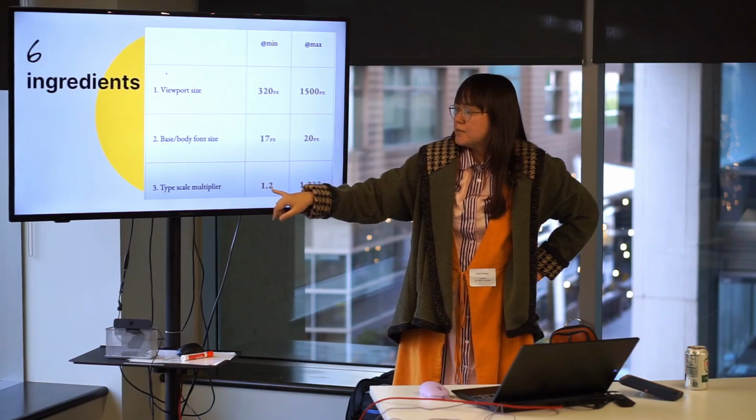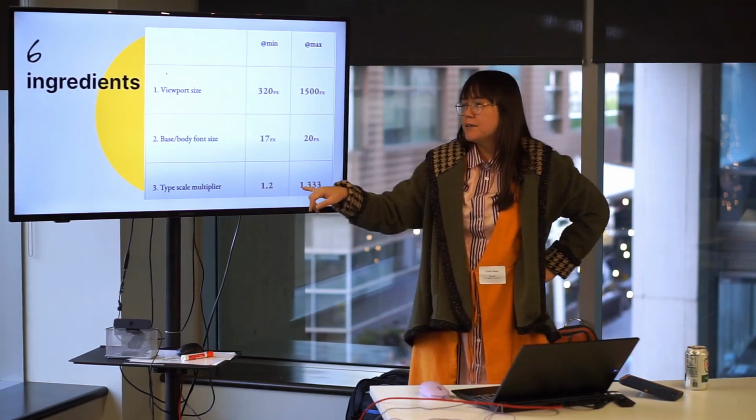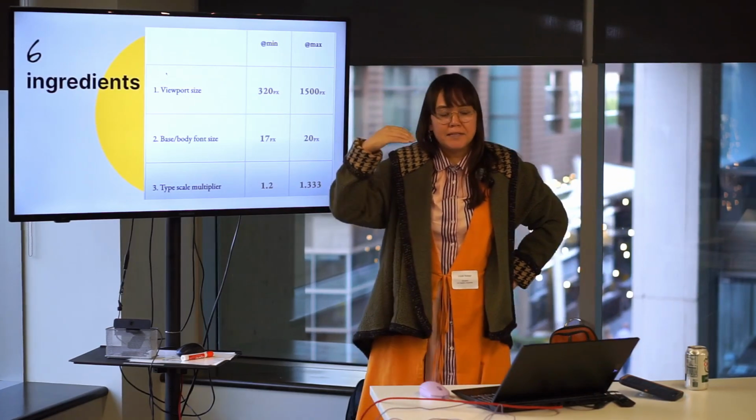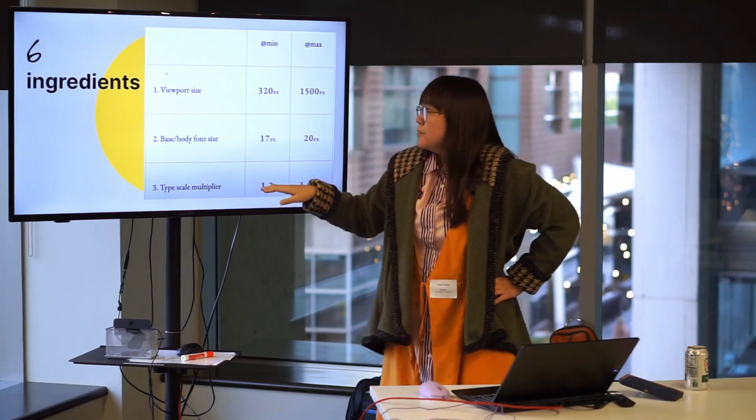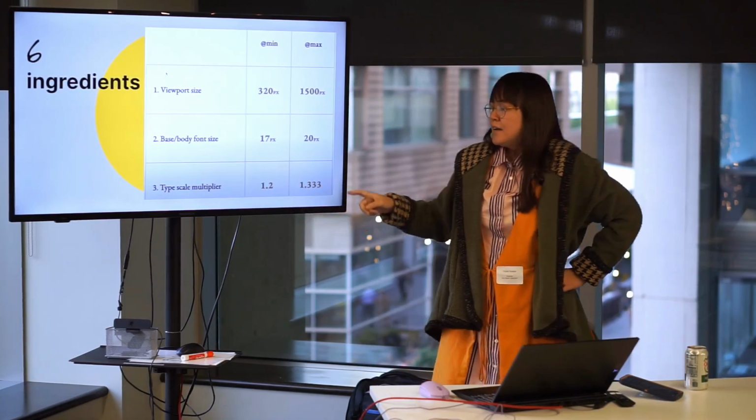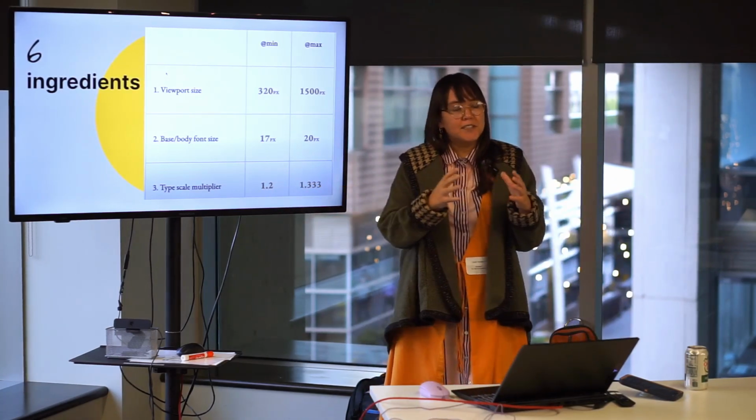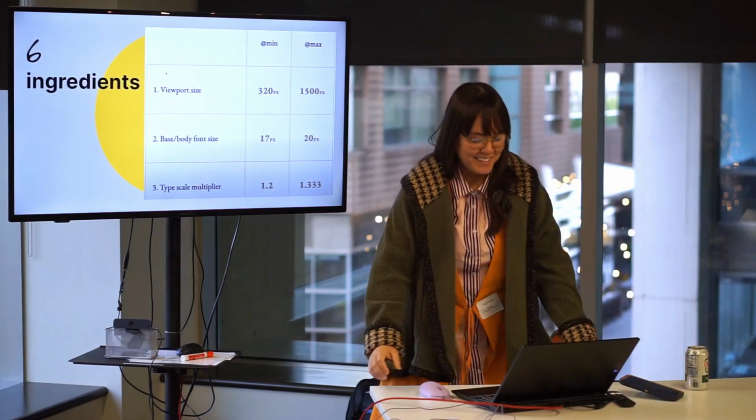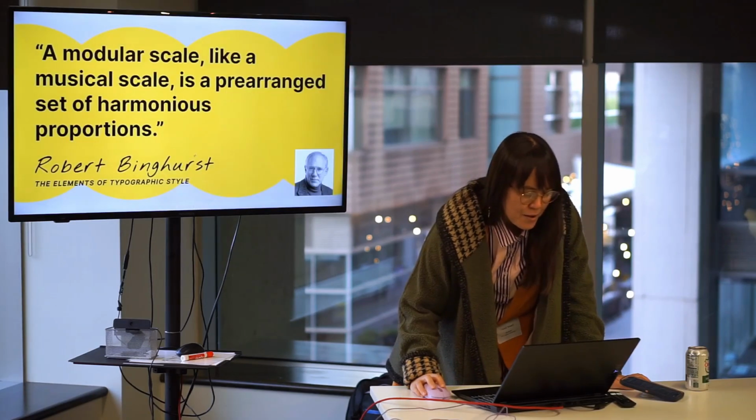And we are going to talk about what this is. This is a ratio. This is the ratio that you multiply or divide from that base number. And it's going to be smaller at smaller viewport widths and larger at larger viewport widths, because you tend to want things to separate more quickly at larger screen sizes.